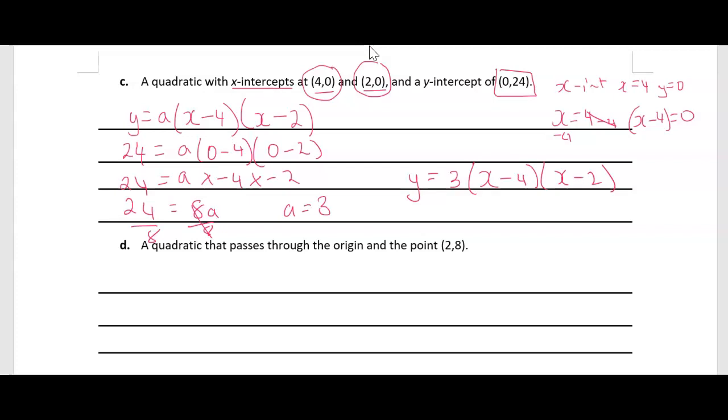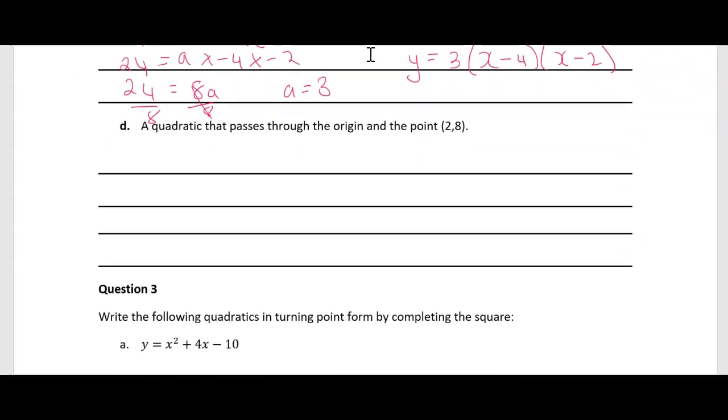Now, if you wanted to do it in, sorry, not turning point form. We've done it in factorized form. If you wanted to do it in turning point form, probably the easiest way would be just to expand it and then complete the square. But you don't need to do that on your test. You could just leave it as factorized form.